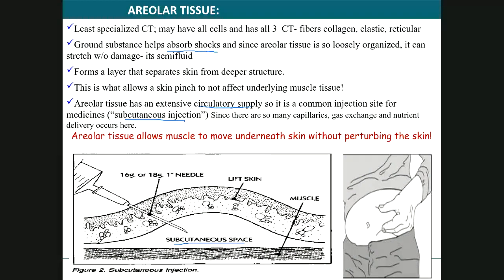Another thing to note is the areolar loose connective tissue located in this area. If you can imagine, if you pinch the skin around your abdomen, it's going to move freely over the muscles. So that areolar loose tissue is located there and prevents the connection between the skin and the muscles.